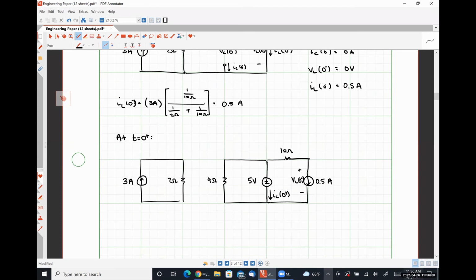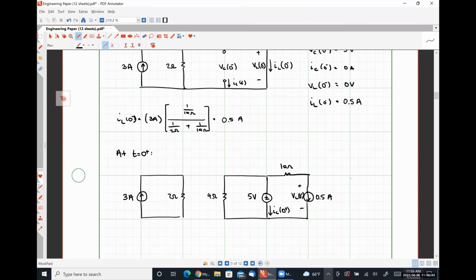Right. So KVL around the right hand side tells us, so let's see, let's write things down here. VC at 0+ is 5 volts because it cannot change abruptly. IC at 0+ we have yet to determine. VL at 0+ we found to be 0 volts by doing Kirchhoff's voltage law around the right-hand loop. And IL at 0+ must be 1/2 an amp because it cannot change abruptly. All right, so we figured out VL by doing KVL.